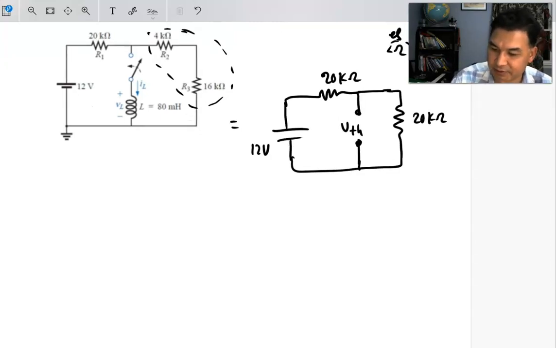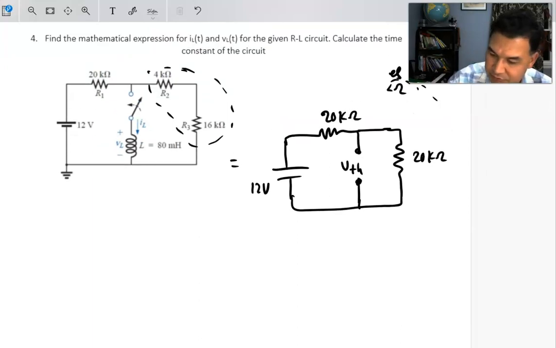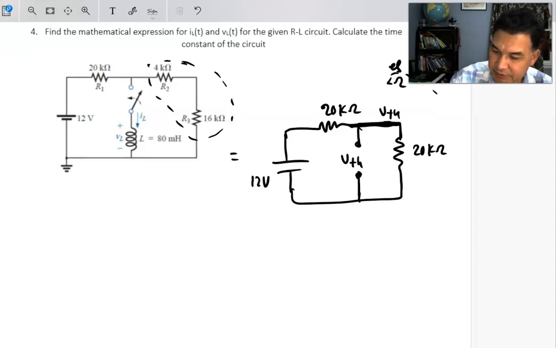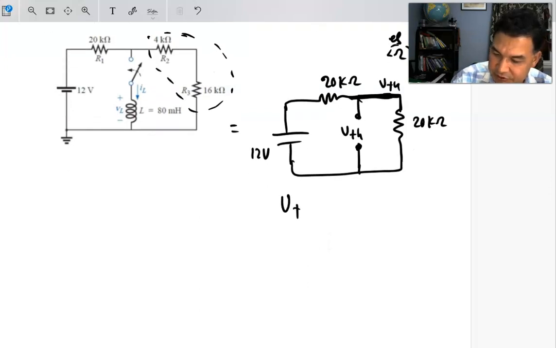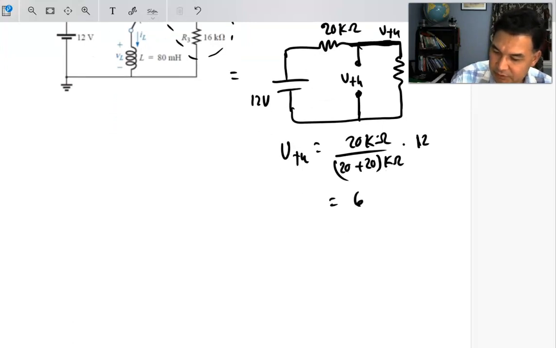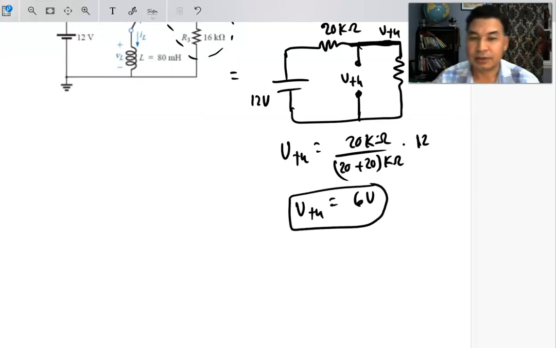So basically it's a voltage divider. Whatever voltage you see here is your Thevenin's voltage, VTH. This is the voltage across the 20 kilo ohm, and it will be divided equally. So VTH is 20 kilo ohm, which is R2, divided by 20 plus 20, 40 kilo ohm, times 12 volts, which is 6 volts. So 6 volts is your Thevenin's equivalent voltage.